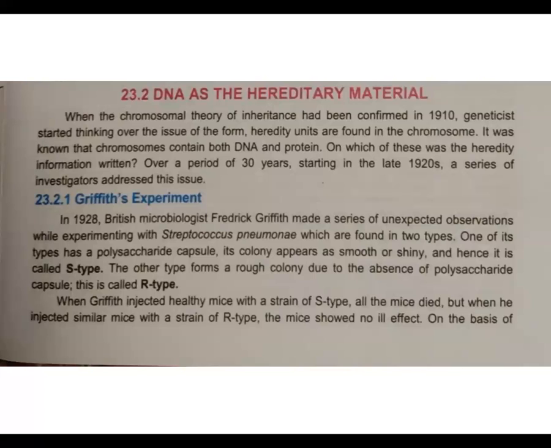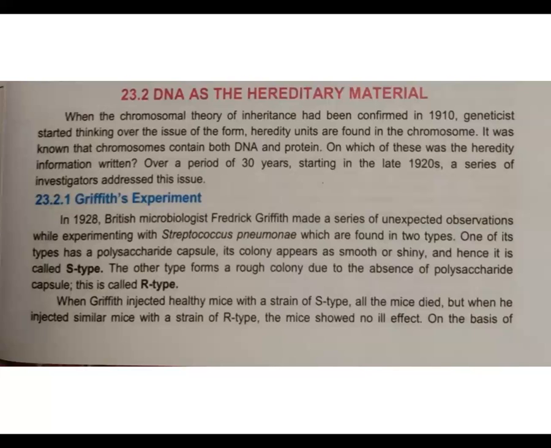He made some unexpected observations while studying a bacterium, Streptococcus pneumoniae, which causes pneumonia in mice and usually exists as two forms. The first type, the S type, has a polysaccharide capsule and forms a smooth and shiny colony on a culture medium, hence the name S type. The other form, the non-virulent, non-pathogenic form, which lacks the information for polysaccharide capsule synthesis, was the R type. Now, Griffith carried out a series of experiments.